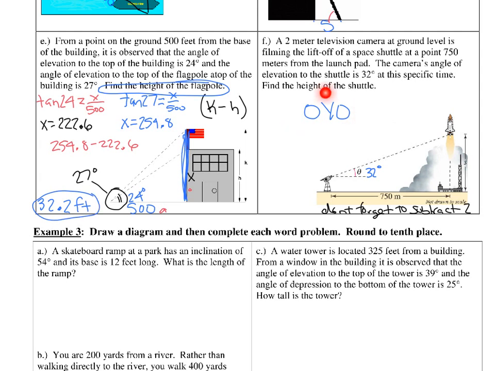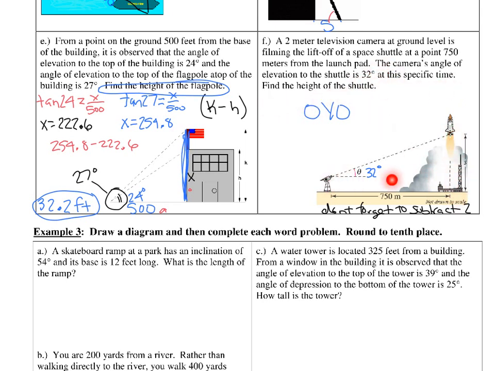Next problem. You guys are going to do this. Now, you got a 2-meter television camera at ground level, and it's filming the liftoff of a space shuttle at a point of 750 meters away. The camera's angle of elevation to the shuttle is 32 degrees at a specific time. Find the height of the shuttle.